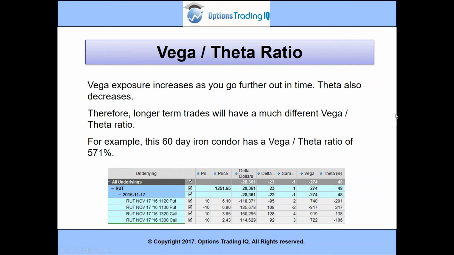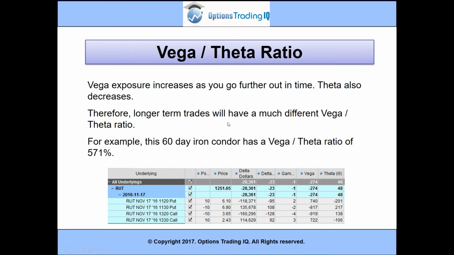Vega exposure increases as you go further out in time, and theta also decreases. So this is what I'm talking about. You might have different rules depending on how you trade. If you're a 30-day Condor trader or a 60-day Condor trader, you're going to have different rules and different ratios. This is something that you kind of have to figure out for yourself. I can give you my rules that I look for on my 30-day trades or my 60-day trades, but you might trade differently, so you might have a slightly different ratio to keep an eye on.